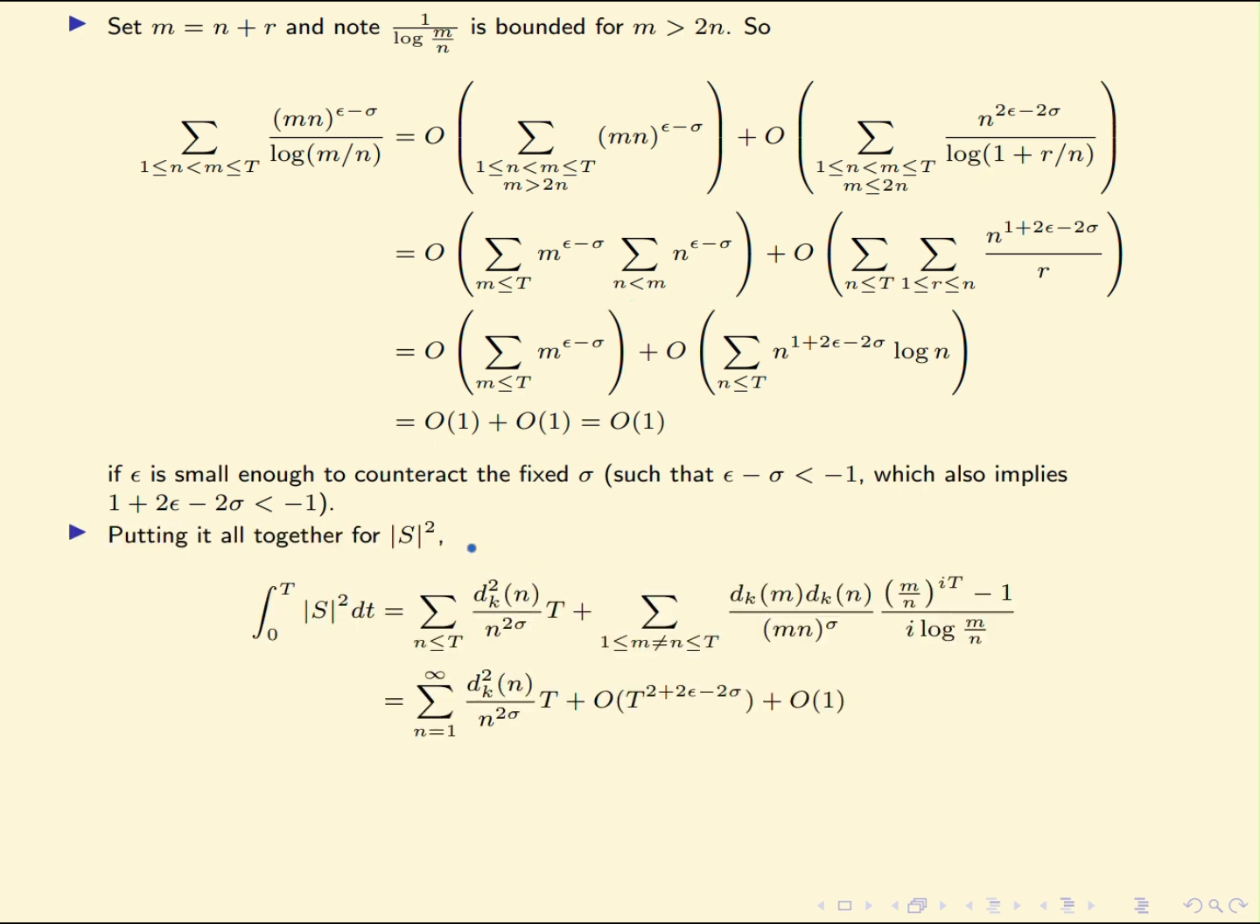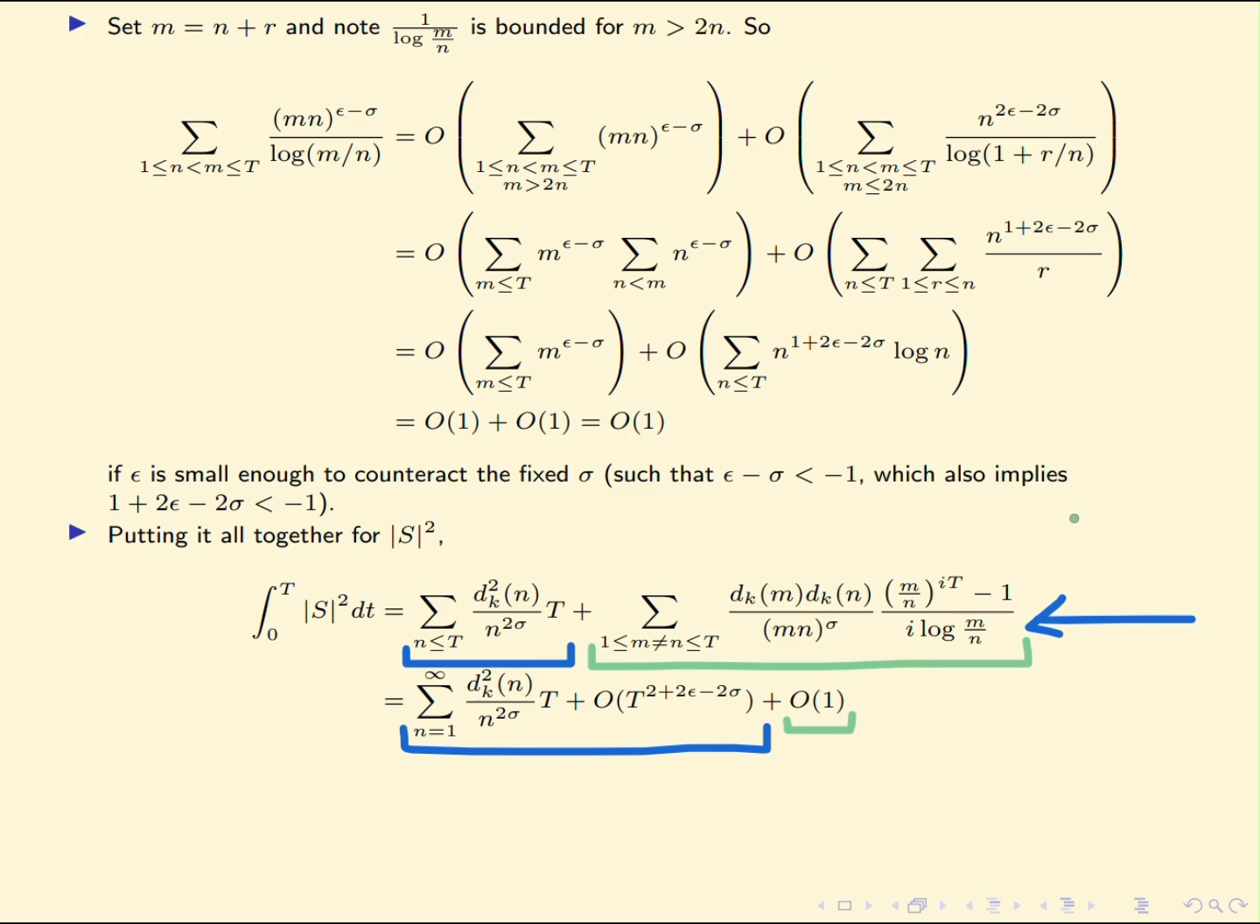Okay, and now we can put everything together for this s squared term. The integral from 0 to t of the absolute value of s squared dt is equal to, remember, this is the original thing we got. And then we processed this term into these two things. And then above, we just processed this into O of 1.